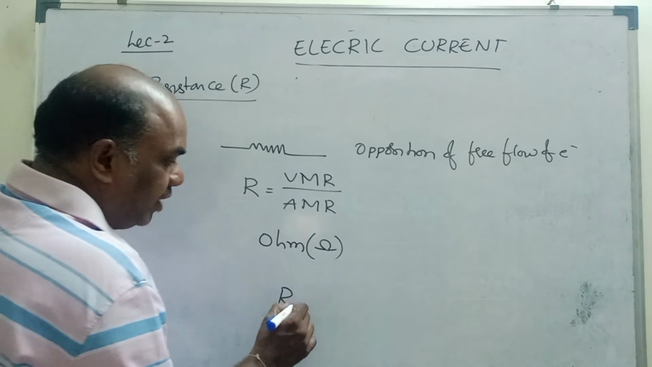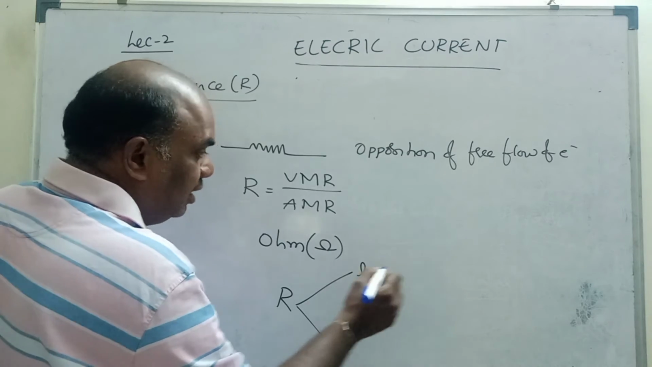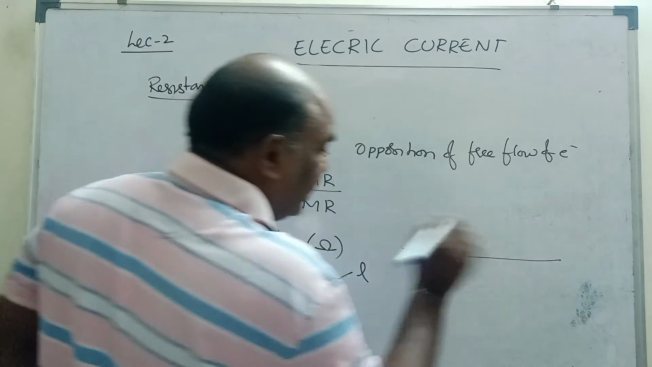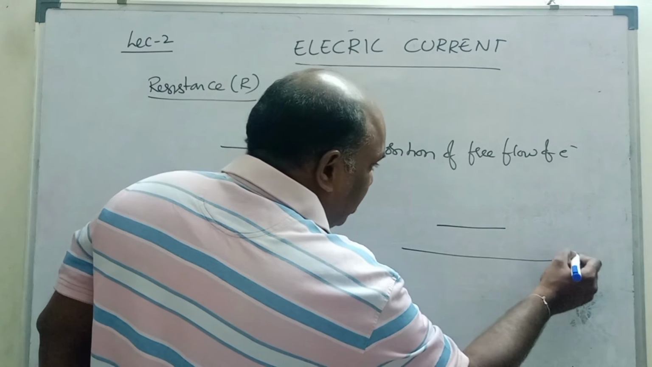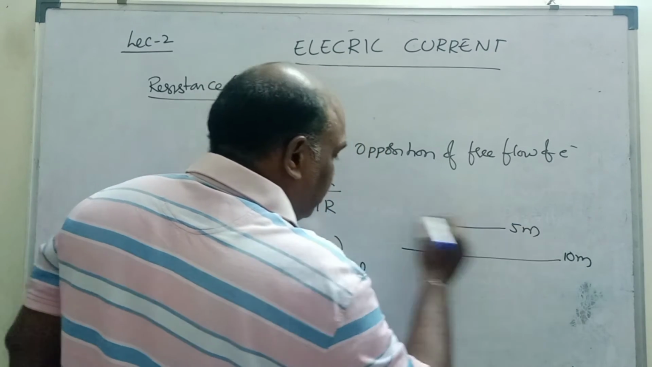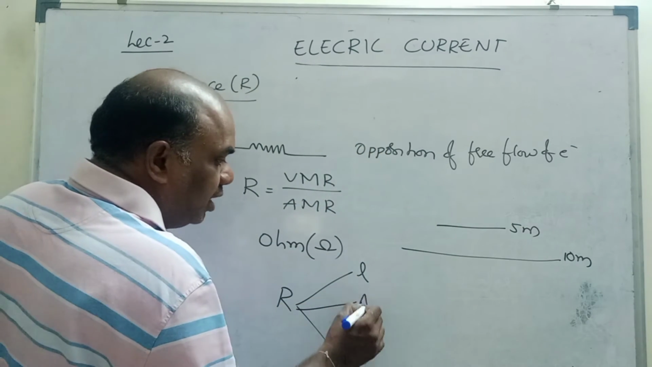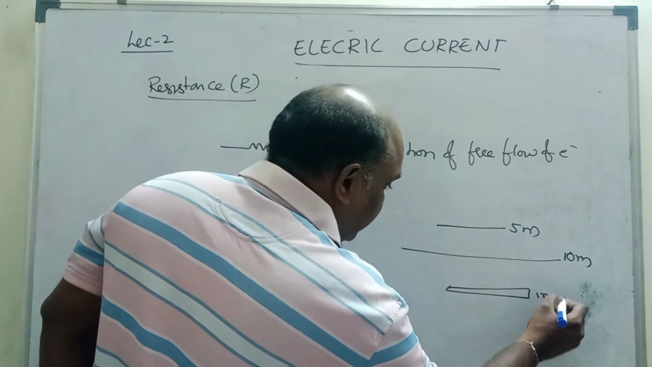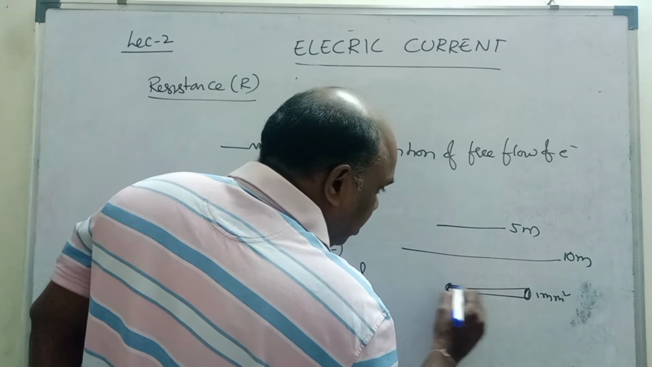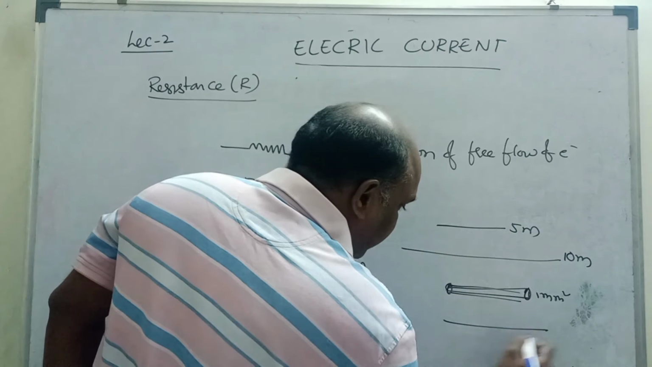Resistance depends on four factors. Number one, length. If the length of the wire increases, resistance also increases. A 10 meter wire has more resistance than a 5 meter wire. This is length. Number two, area of cross section. Let us consider this is 1 millimeter square. Thickness is 1 millimeter square. This is 2 millimeter square.